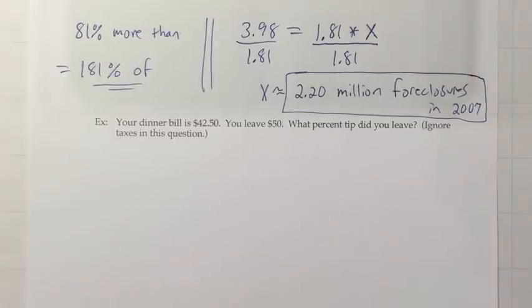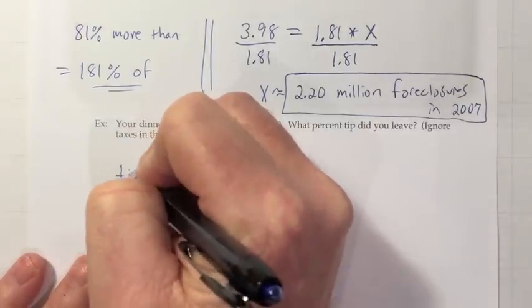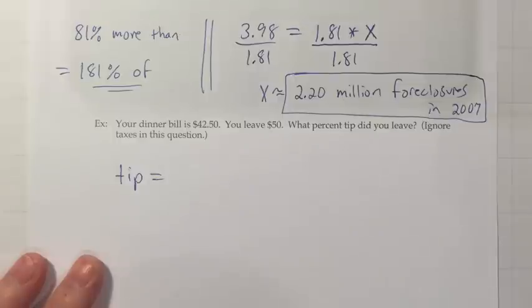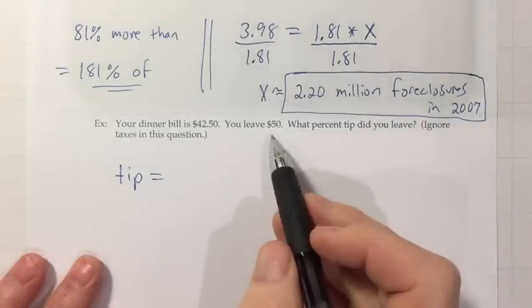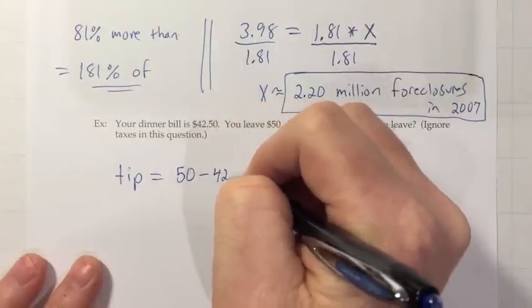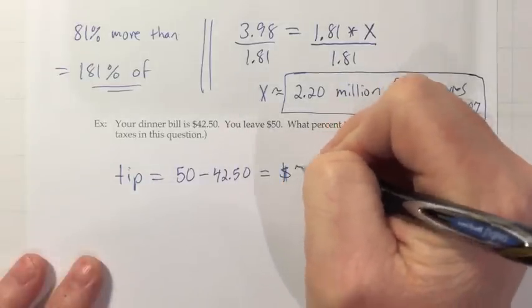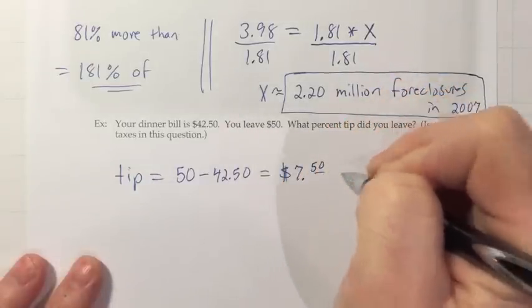So what percent tip did you leave? And just pretend we're in a state here where they don't charge taxes on food. So let's see. I think the first thing we should do is just figure out what is the tip. So if the bill said $42.50 and you put $50 on there, then the difference is the tip. Right? Subtract out the $42.50 that goes to the restaurant, and that leaves $7.50 that goes to your server.